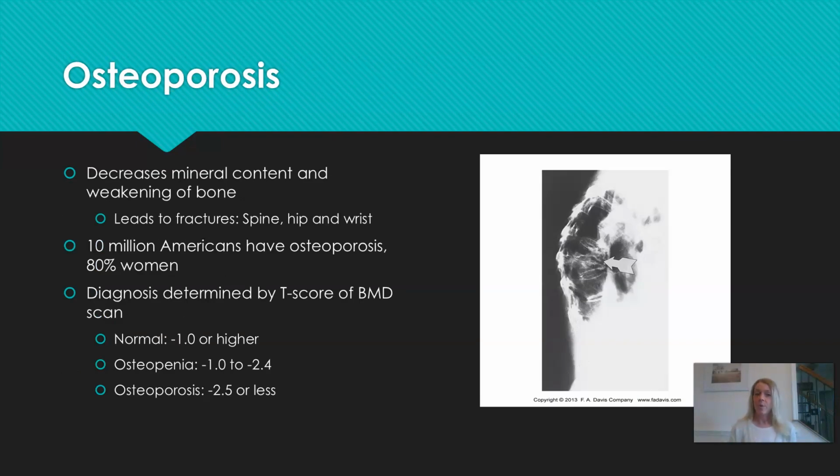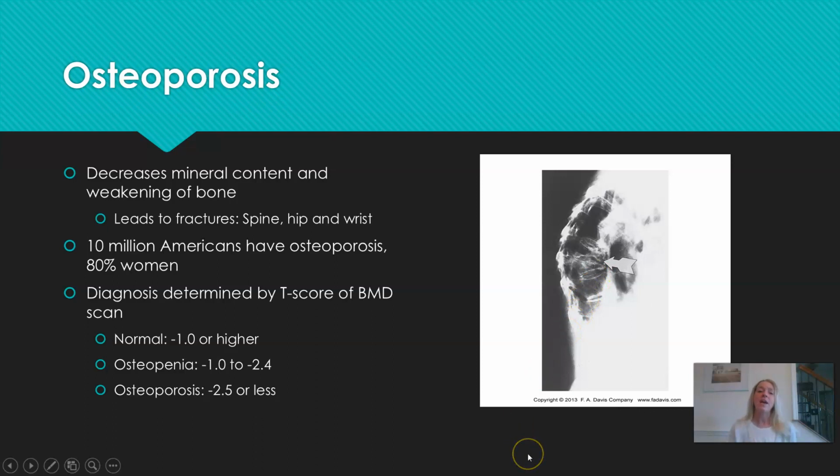Osteoporosis is another bone disorder. This is a decreased mineral content and then a weakening of bone, which can lead to fractures, especially of the spine, hip, and wrist. Those are the common fracture areas. You can see in this picture here, this spine, this is that characteristic sort of hunched over posture, so the patient's head would be up here. And the reason we see that sort of hump in the back with people who have advanced osteoporosis is that the vertebrae actually start to fracture and collapse. So that can be very painful as well.